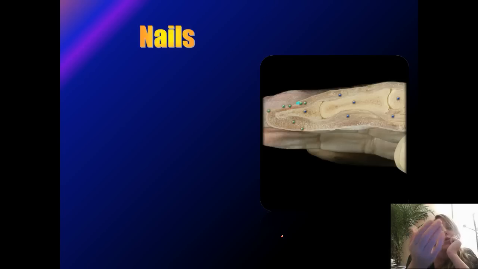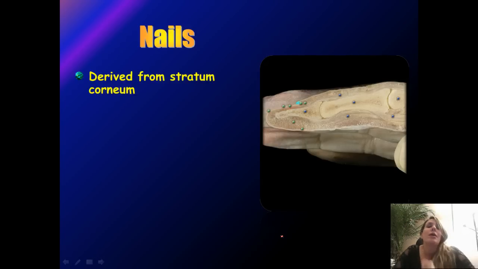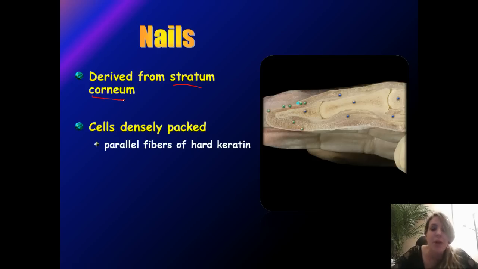Nails. I have horrible nails. But let's talk about nails. So nails are actually part of your integument. Who'd have thunk it, right? So they're actually derived from the stratum corneum. Now this is very interesting. So we already said keratin is found in a lot of places. You find keratin in your epidermis, but it's also what makes up your hair, it's what makes up your nails and the horns of animals with horns.